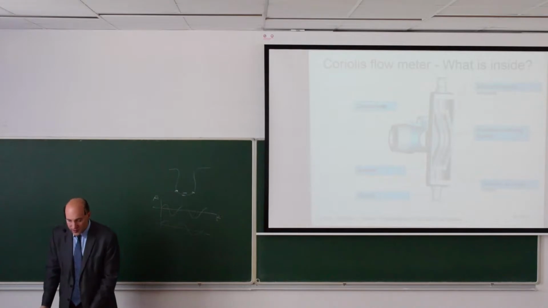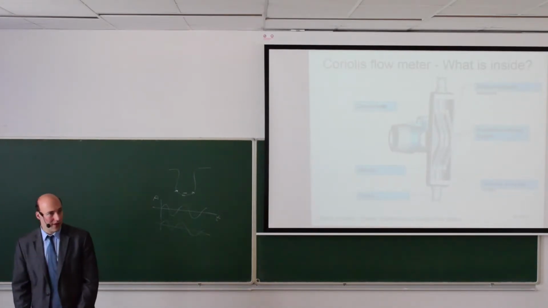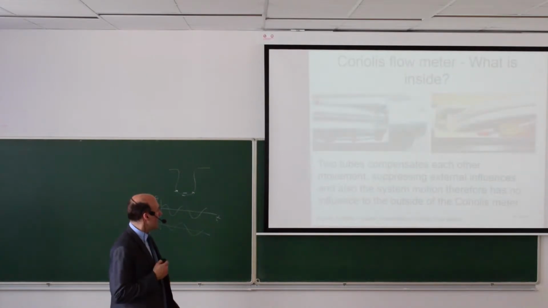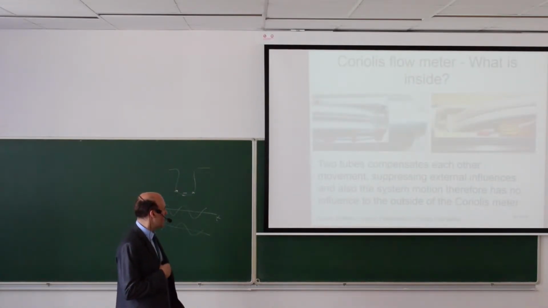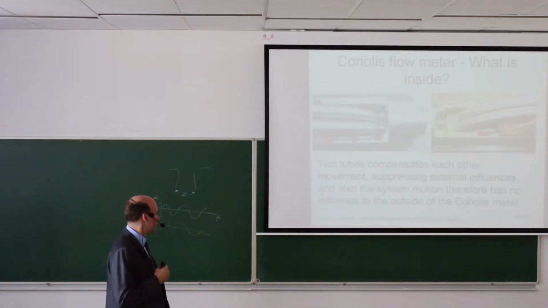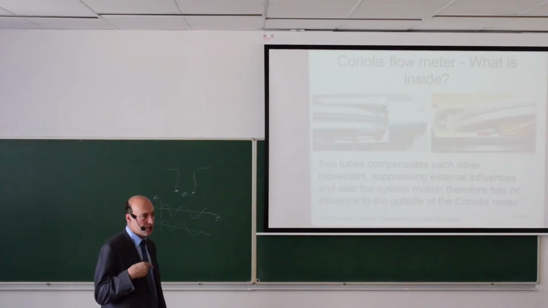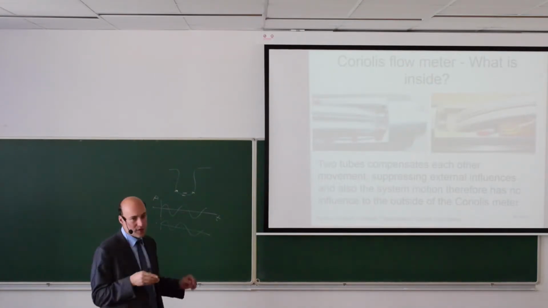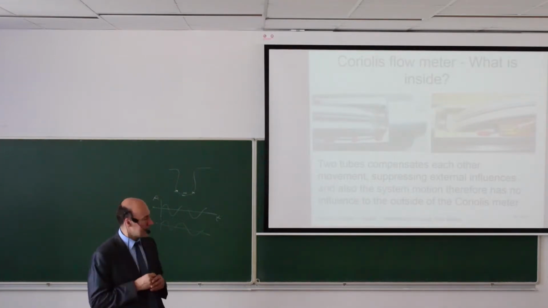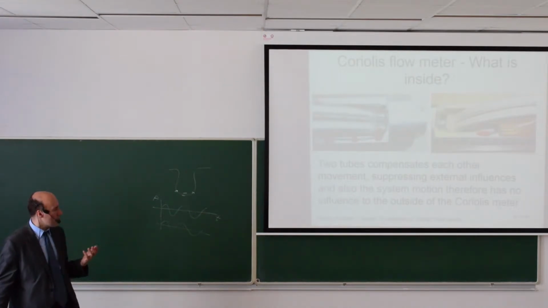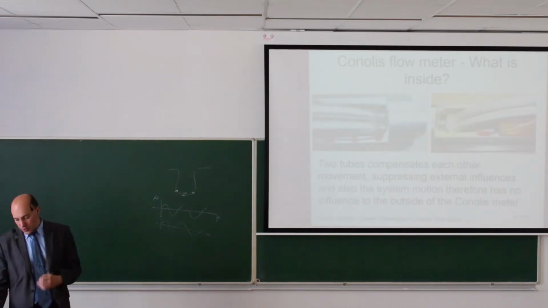So the Coriolis flow meter is installed inside the pipe system with a flange. It's not possible to mount it outside like the ultrasonic flow meter, for example. Here you have an example with the two tubes. The two tubes can improve the response of the sensor because they are able to suppress external vibrations. You are looking for the movement of the tubes against each other, and this will suppress any external vibration. So it can measure more accurately when you have external vibrations.